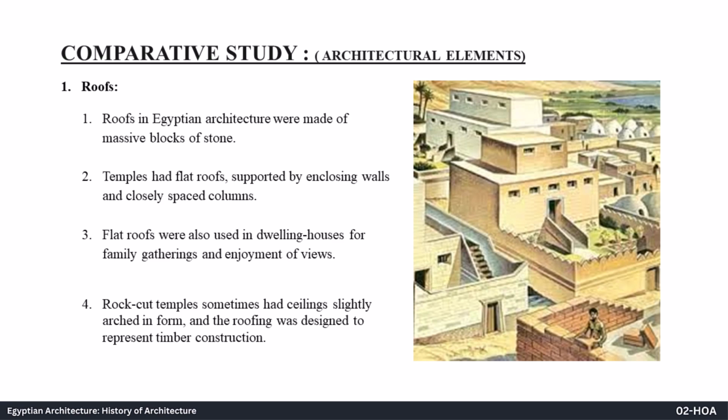Roofs. Roofs in Egyptian architecture were made of massive blocks of stone. Temples had flat roofs, supported by enclosing walls and closely spaced columns. Flat roofs were also used in dwelling houses for family gatherings and enjoyment of views. Rock-cut temples sometimes had ceilings slightly arched in form, and the roofing was designed to represent timber construction.